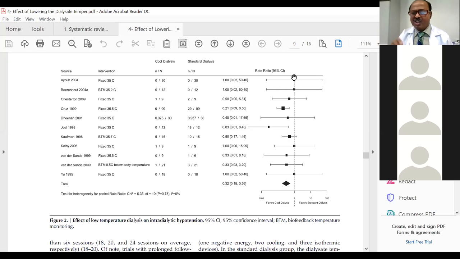So is it only the square? Because here the square doesn't cut the vertical line. Is the result here significant? Yes or no, Nadine? The square doesn't cut the vertical line. This is the line of insignificant difference. But to say this study is significant, both the square and the transverse line should be on one side. If the straight horizontal line cuts the vertical line, this means this study is insignificant.